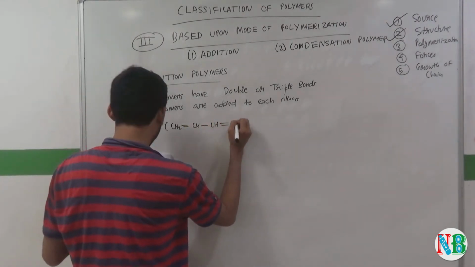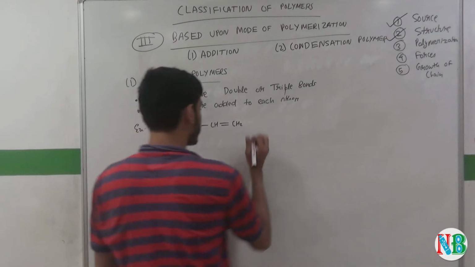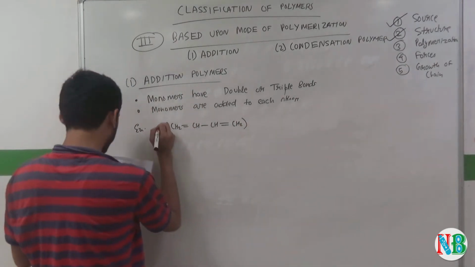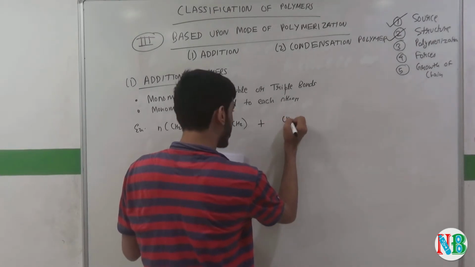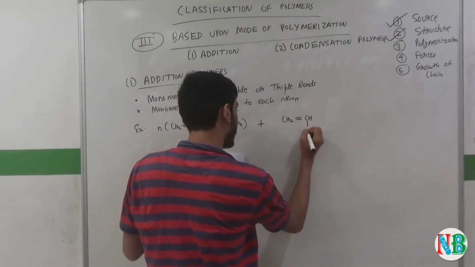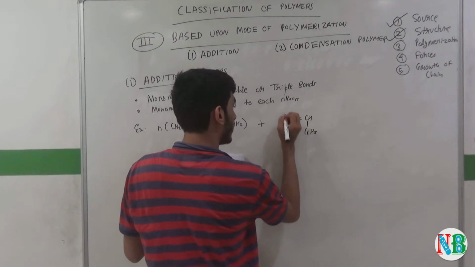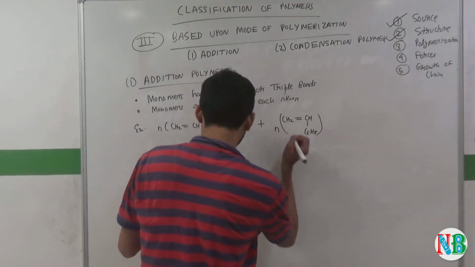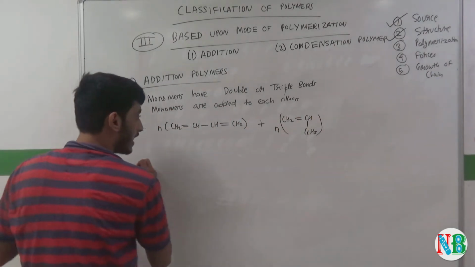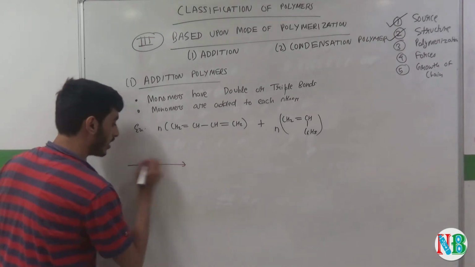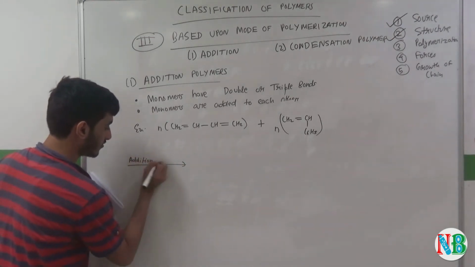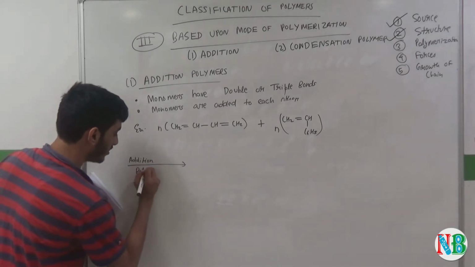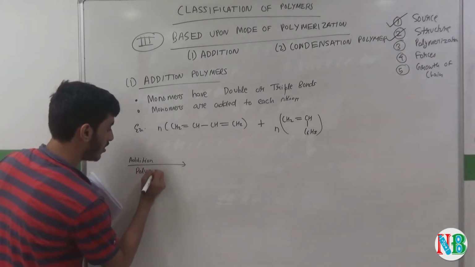Okay, one more example I have is that suppose you have CH2 double bond CH, single bond CH, double bond CH2. You have to take n number of these molecules, add it with CH2 double bond CH, then C6H5, and you have to take n molecules of this, and now it undergoes the process of addition polymerization.